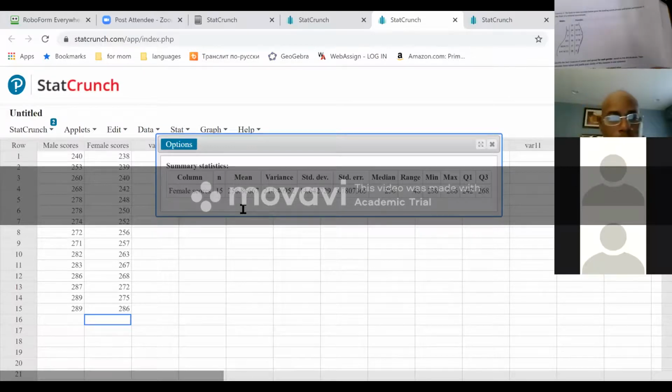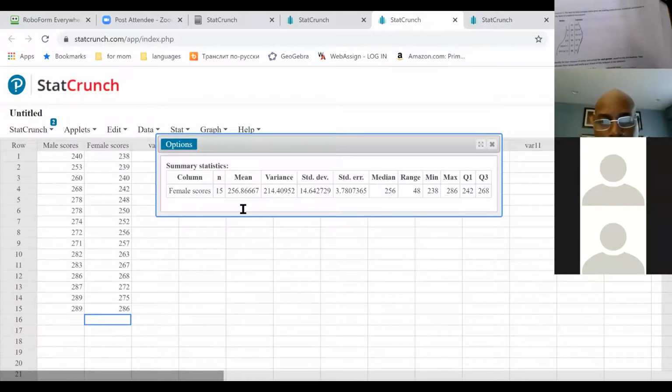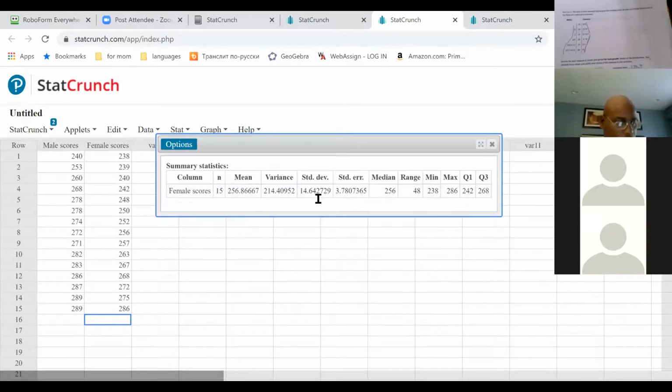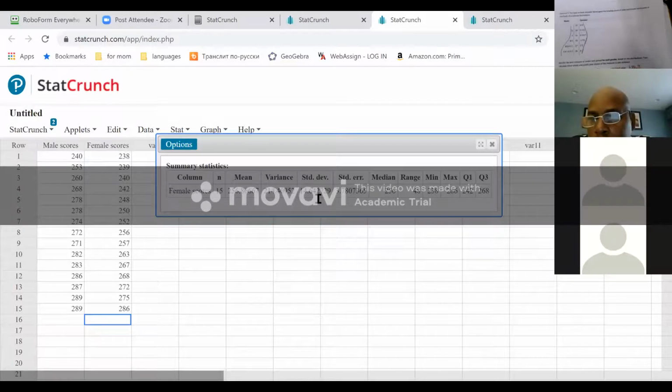We're going to use it for the female scores. So the calculated value here is 256.9 for the mean. For the choice of spread, we're going to use the standard deviation, and it's already calculated here. For the standard deviation, we have 14.6427.